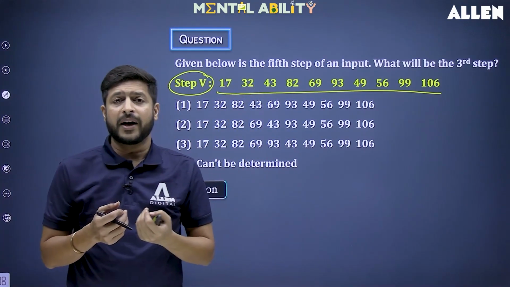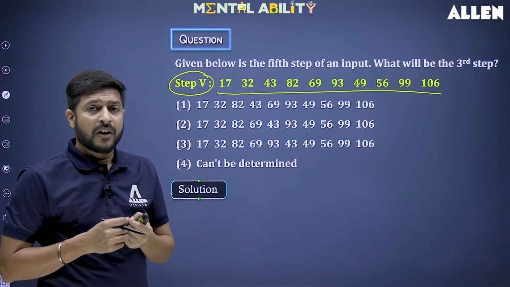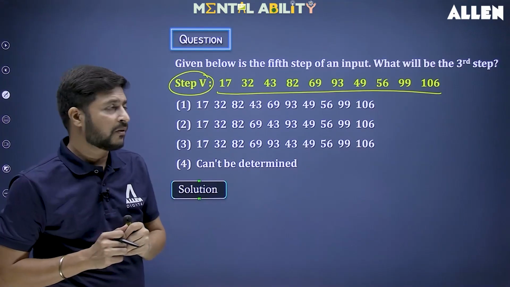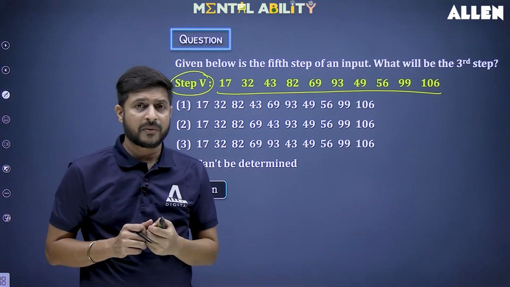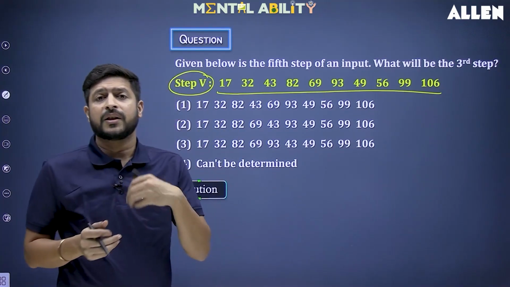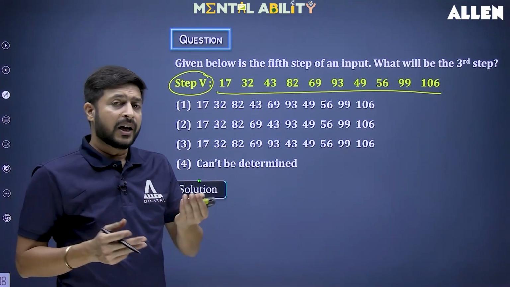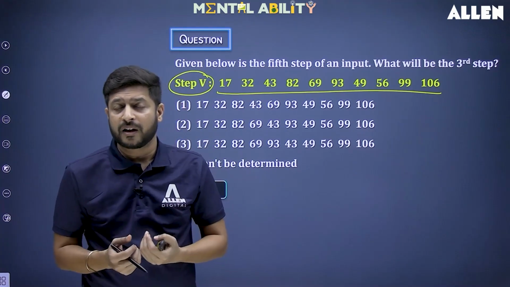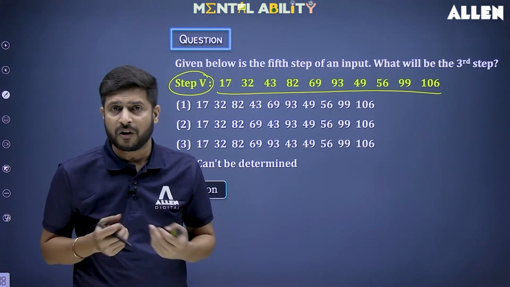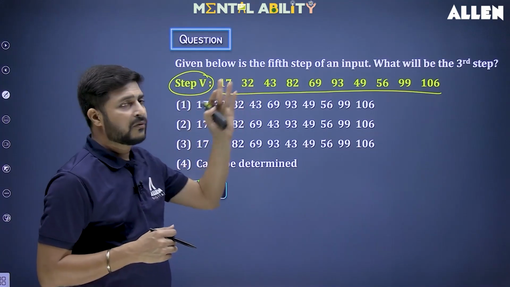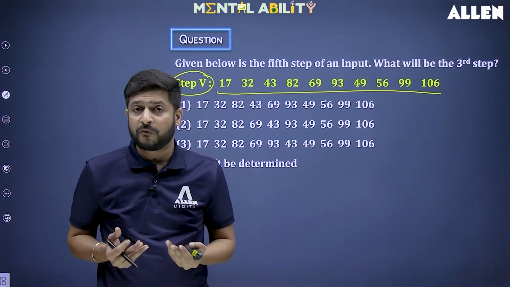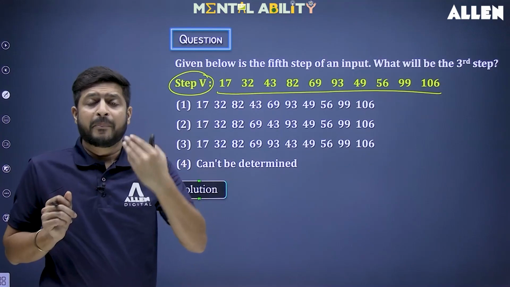So are we able to identify that particular thing? Because we know that till step number 5, some of the numbers will be arranged, but what about their position in the earlier steps? We don't know what their position was in the earlier steps, because the input is not given to us. Step number 5 is given to us, and we don't know what their position will be in the previous steps.